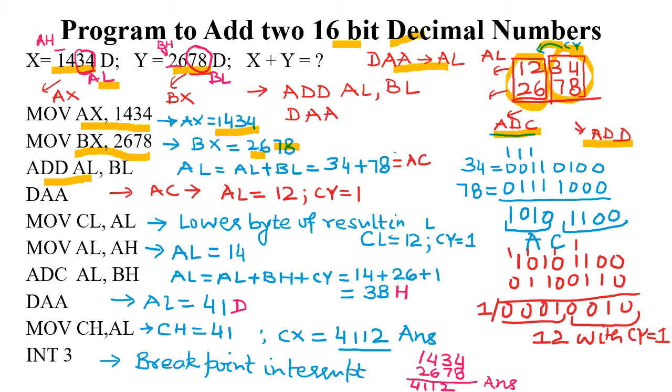Add AL, BL. I have to keep AL on the left hand side because the result should be in AL. Now this instruction will add the content of AL and BL and store the result in AL. In AL we have 34, so it will add 34. In BL we have 78, so it will add 78.